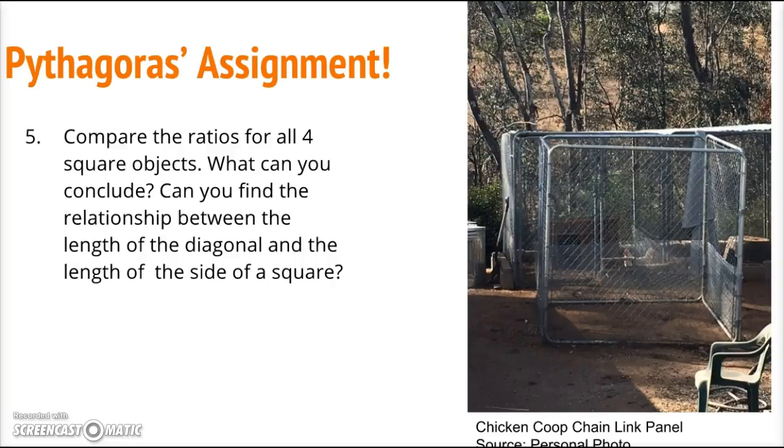Compare the ratios of all 4 square objects. How are the ratios similar or different? What can you conclude? Can you find the relationship between the length of the diagonal and the length of the side of a square?